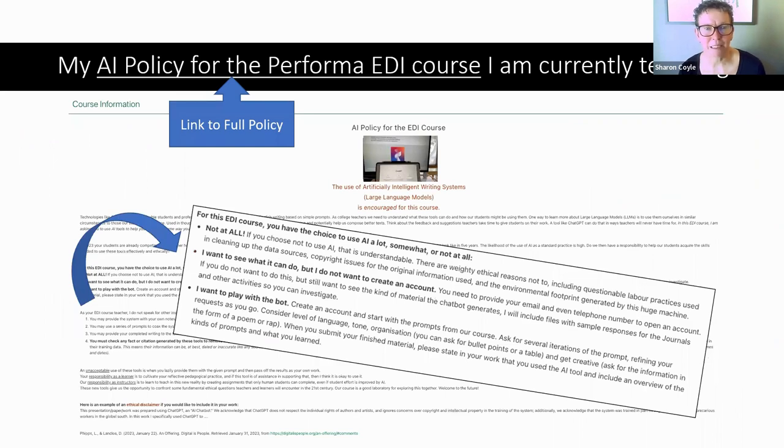This is my policy for AI use in the course that I'm teaching right now with Performa, the Equity, Diversity, and Inclusion. If you're interested in the course, it's going to run again in the summer. And there's a link to the full policy. I found I couldn't write just a paragraph. This is like a page and a half long because I needed to explain what it was, why I wanted them to have the possibility of using it, how I wanted them to use it, what wasn't acceptable. And then I gave them an ethical disclaimer and a way to cite it as a source. And that just took more than a paragraph.